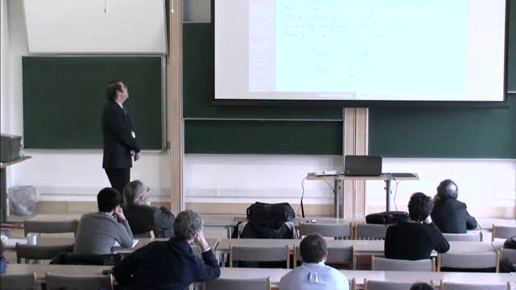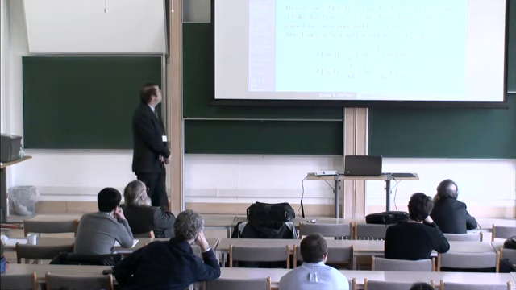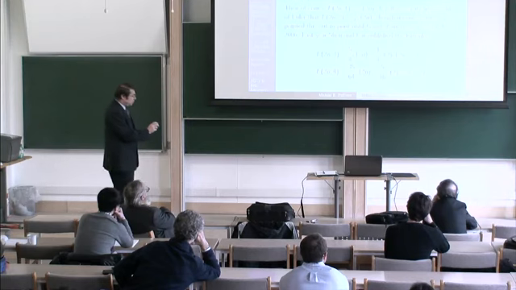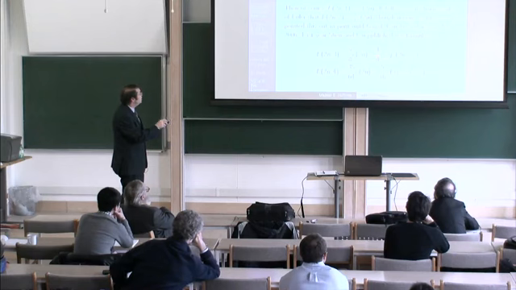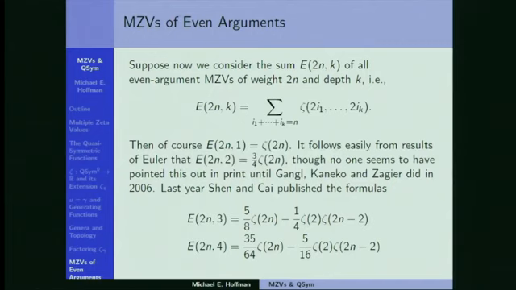But last year, I happened across this paper by Shen and Cai, where they sort of extended this, and now they took the length 3 ones, and they had to introduce another term. But the neat thing is these coefficients don't depend on n. So they had this nice formula for length 3 things of weight 2n with even arguments, and one for length 4.